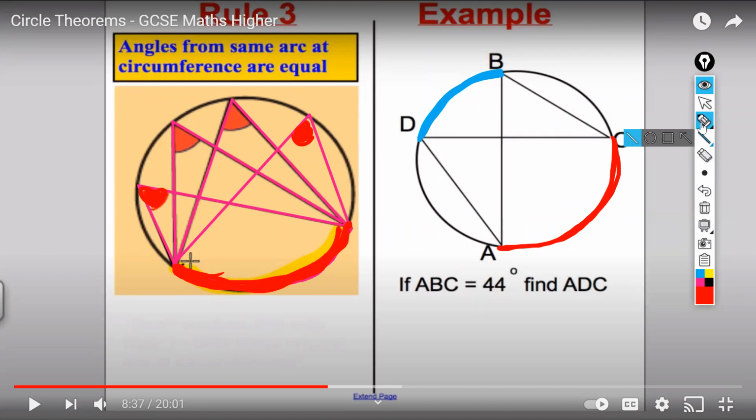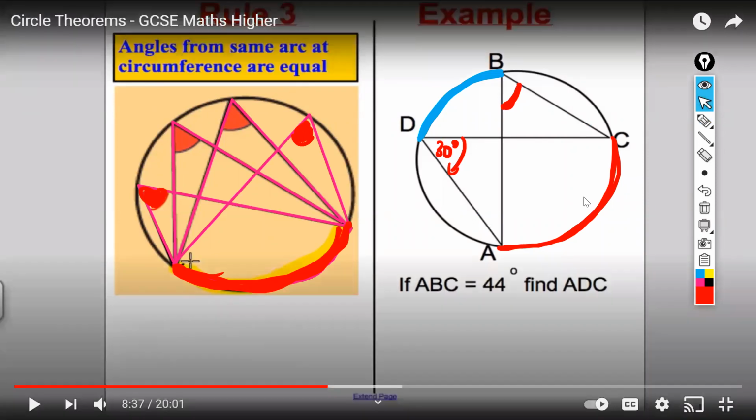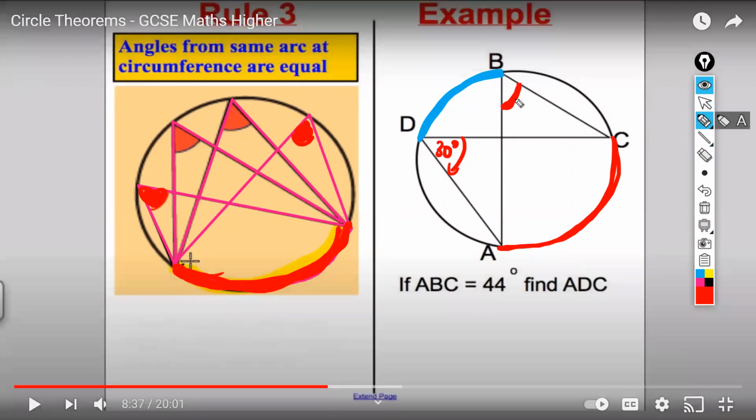Let me make this red. So suppose I have here as 30 degrees. How much is here, Rosalie? Rosalie, you with me? 30, all right, making sense. So you guys see it, because they're on the same arc, they're the same.